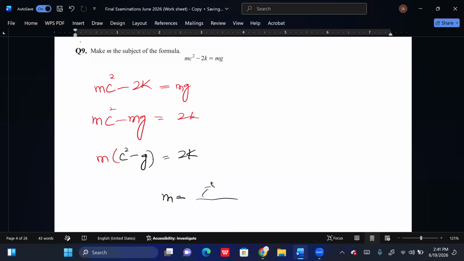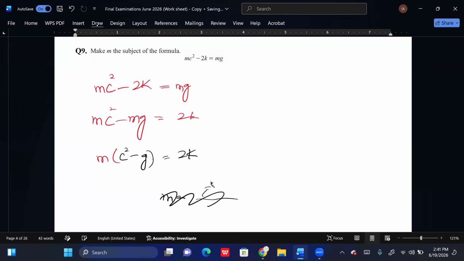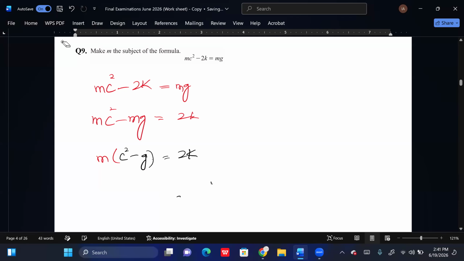Yes, we should erase the half. My God, the eraser is not working. What happened to the eraser? Not working.